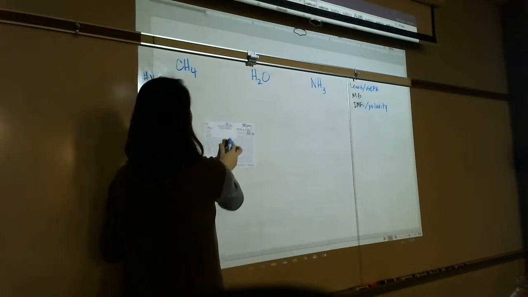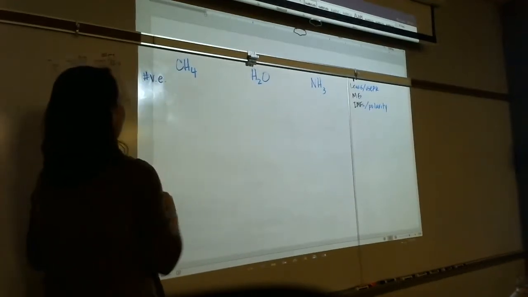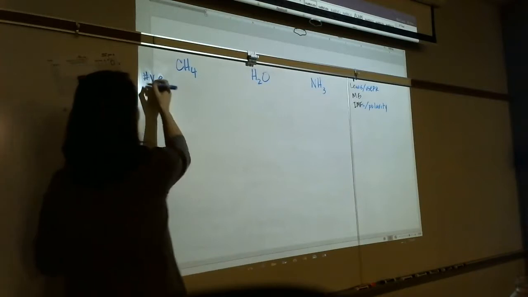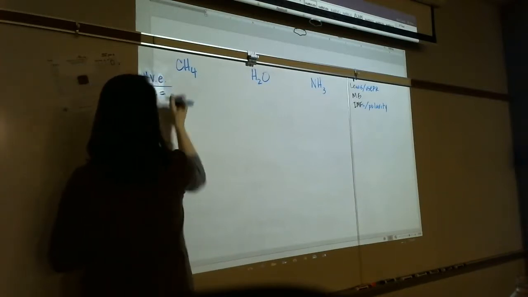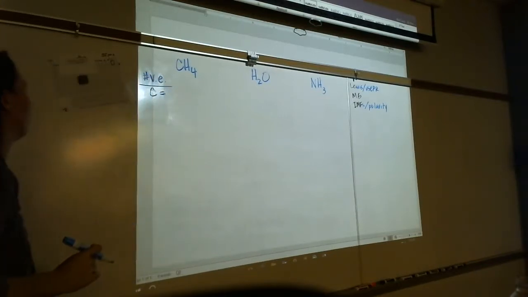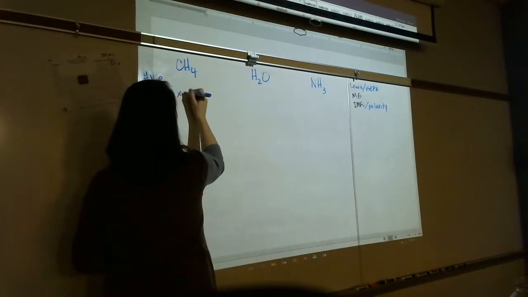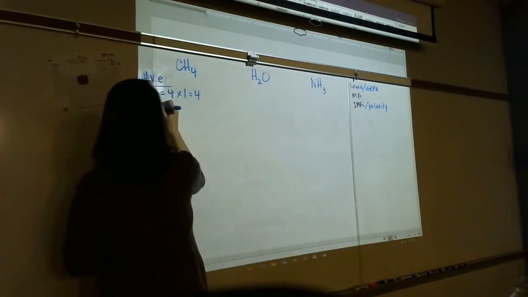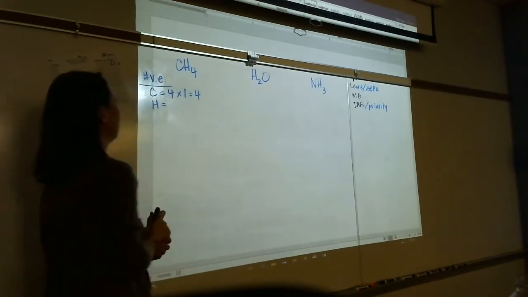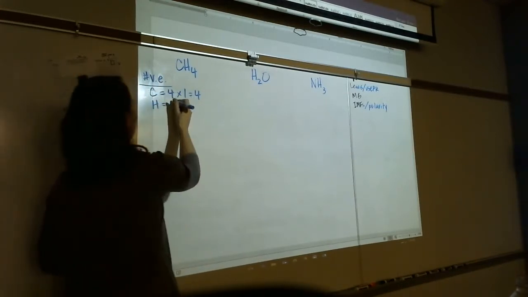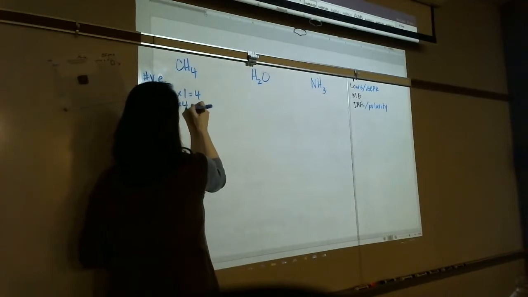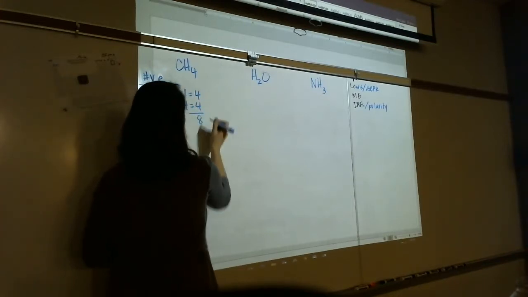Okay, so for methane, number of valence electrons. Carbon has how many valence electrons? Look at the periodic table. 4, right? And there's 1 carbon in this molecule, so that's 4. And hydrogen has how many? 1, it's in group 1, and there are 4 of them here. So that's 4, so my total number is 8.